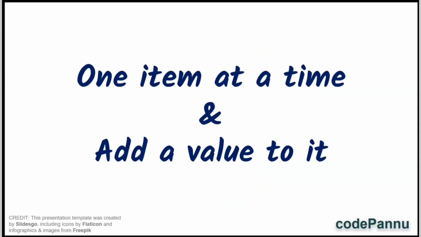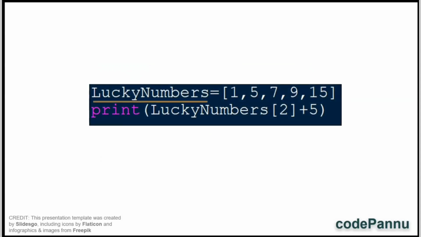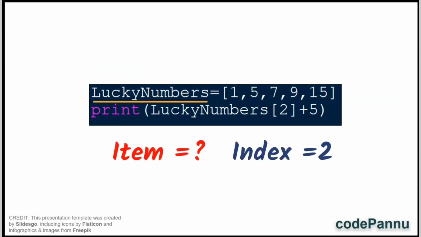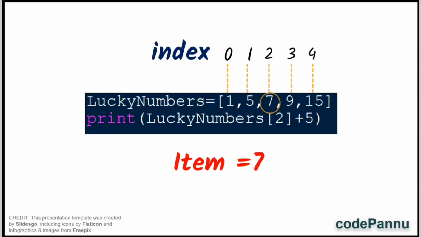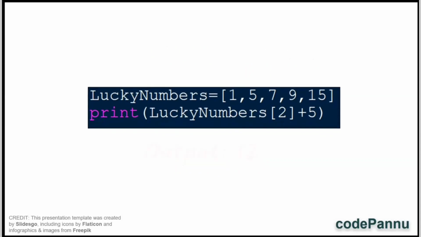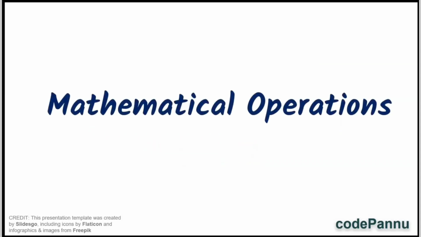For example, here, what is the item in the list called lucky numbers with index number 2? It is 7 because index number starts with 0, then 1 and 2, etc. The third item in the list is 7, right? And we add 5 to the third item in the list, which is 7. Now, the output of the code will be 12. In this video, we will see how to do mathematical operations with two items from the list.